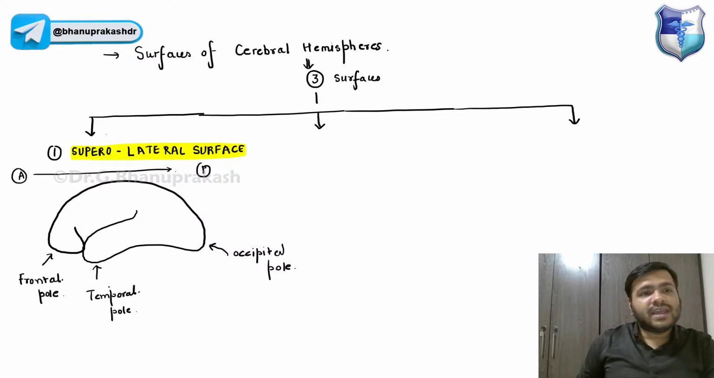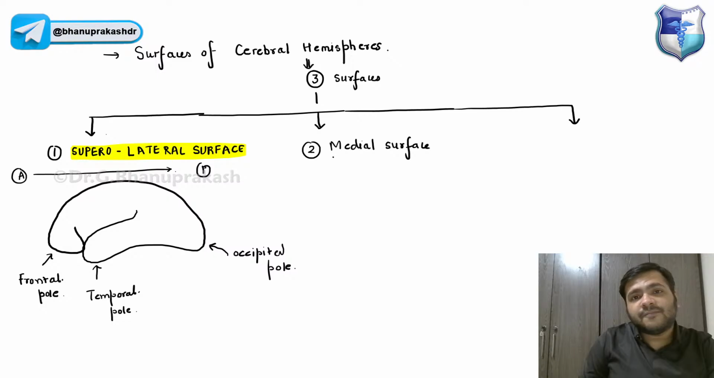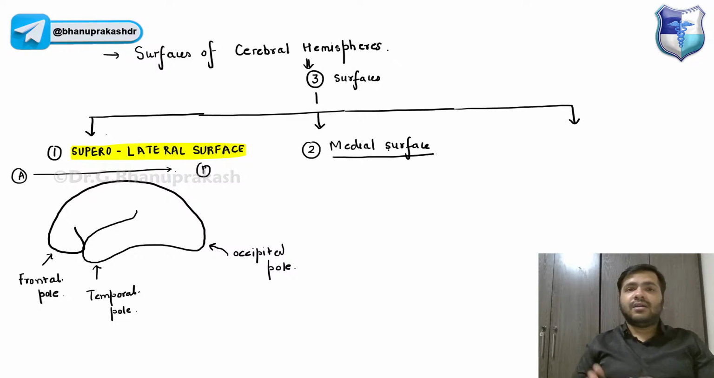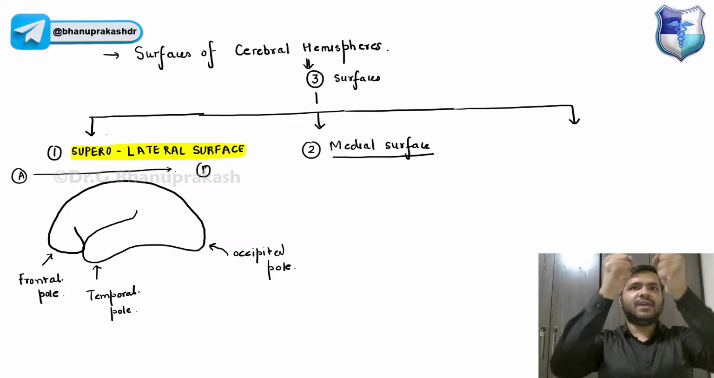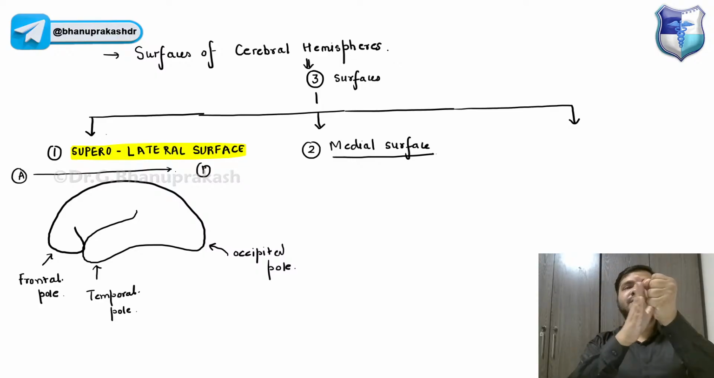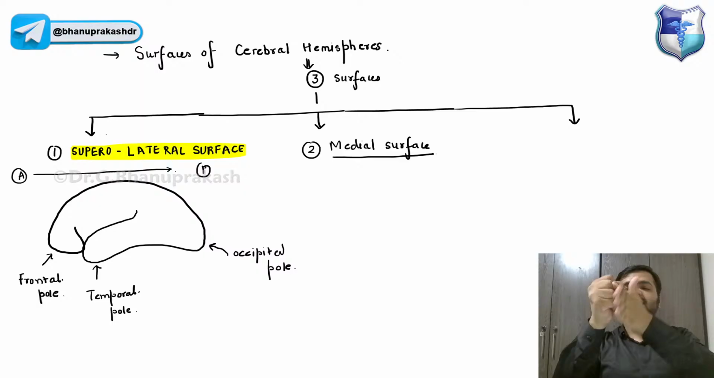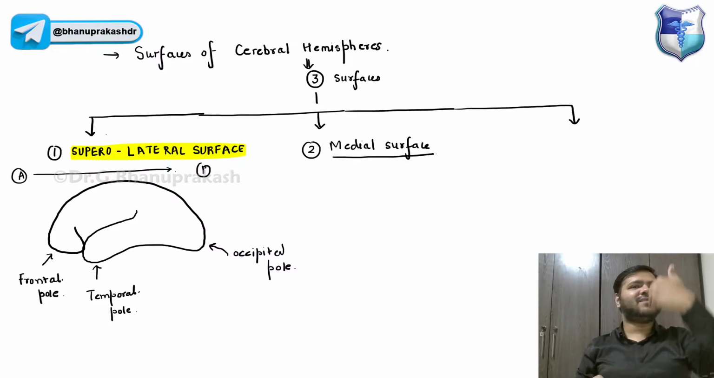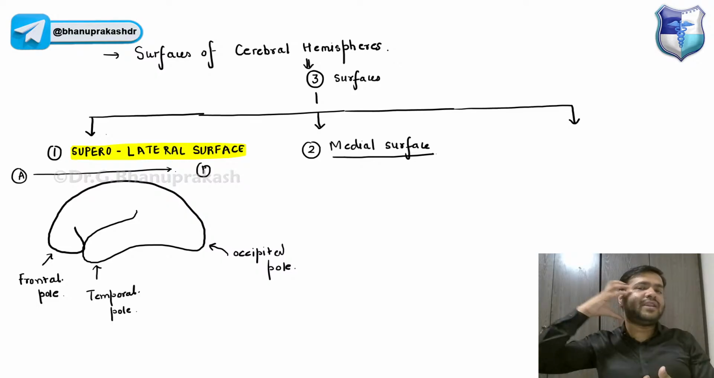Now guys, coming on to the next surface, that is the medial surface. The medial surface is somewhat flattened. We have two cerebral hemispheres, right? This is the midline of the body. So one cerebral hemisphere का जो medial surface होगा वो ये होगा, और एक cerebral hemisphere का medial surface ये होगा, right? Now to watch this medial surface, I have to take a sagittal section. Sagittal section लूंगा और एक part उड़ा दूंगा.